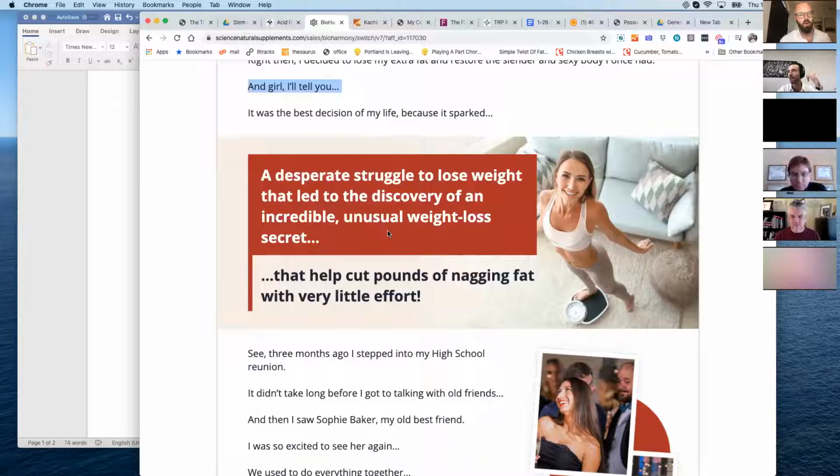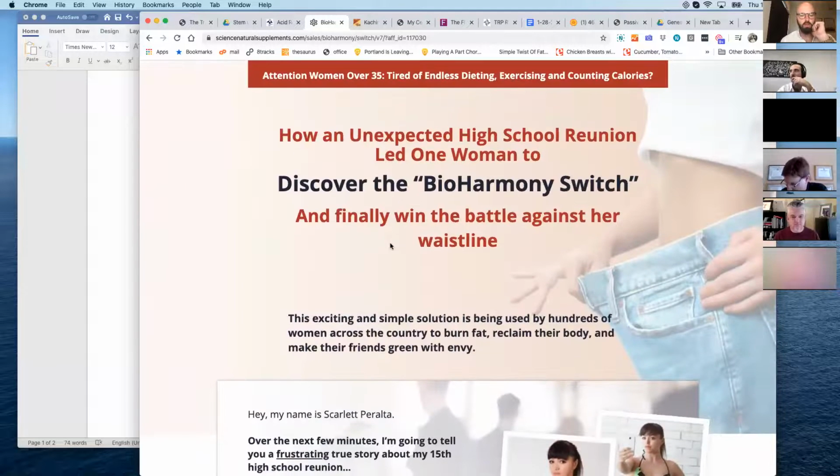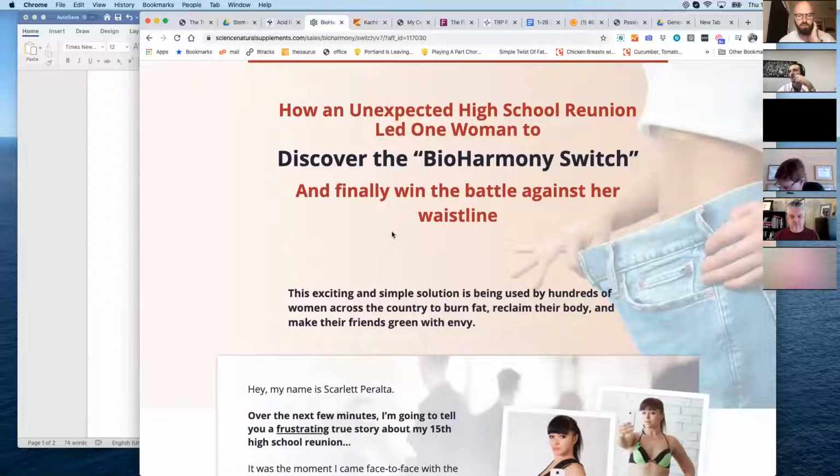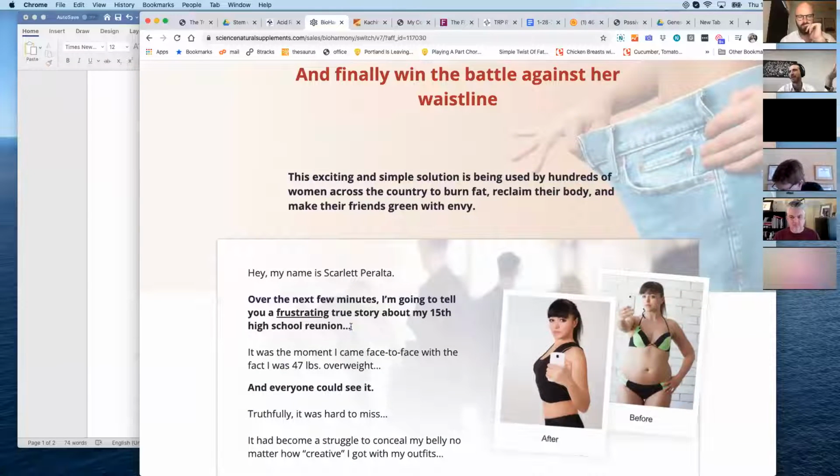Well, I think too on this one, if you go back up to the headline, there's a promise up there for them, whereas the other one doesn't really hit on that anywhere near as much. Also, literally right here: over the next few minutes, I'm going to tell you a frustrating true story about my 15th high school reunion. So in that second line, it's like, hey, I'm going to tell you the story. So even that alone makes it better.